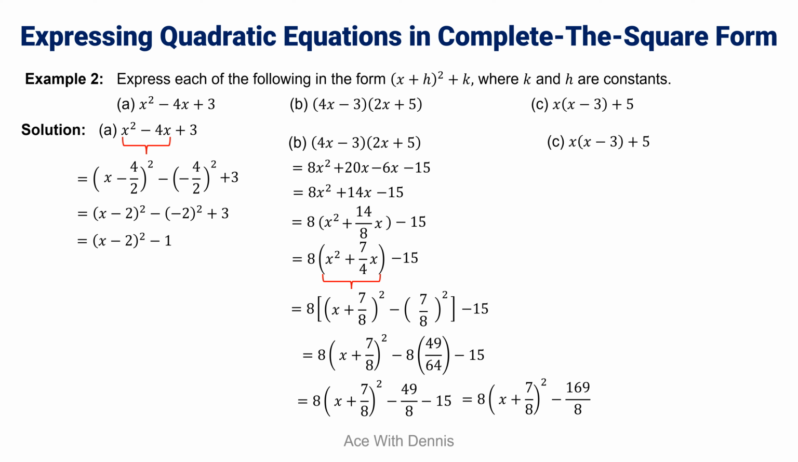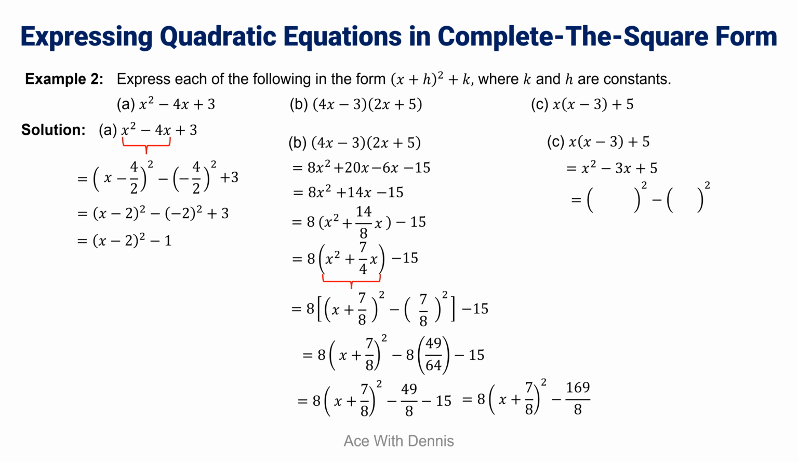Then for C, x times x minus 3 plus 5. So the first thing we have to do is expand the bracket. Then we get x squared minus 3x plus 5. Alright, and look at the coefficient of the x squared here. It is 1. So we just need to apply the formula here. Big bracket square minus small bracket square, and then plus the constant term 5.